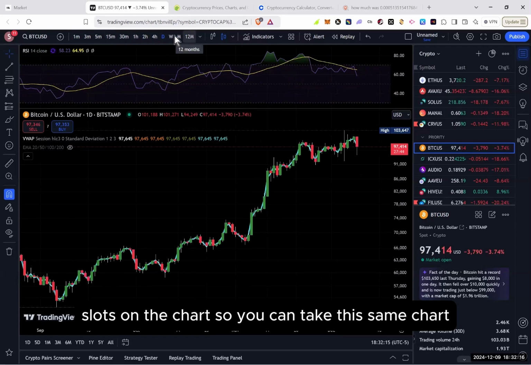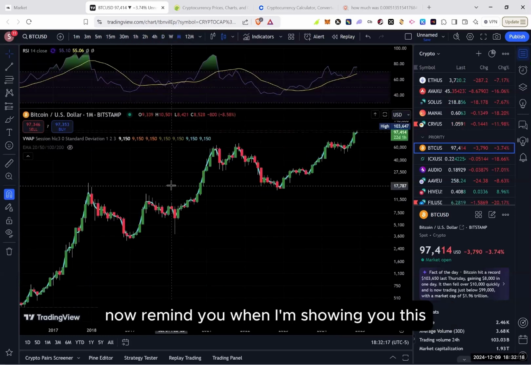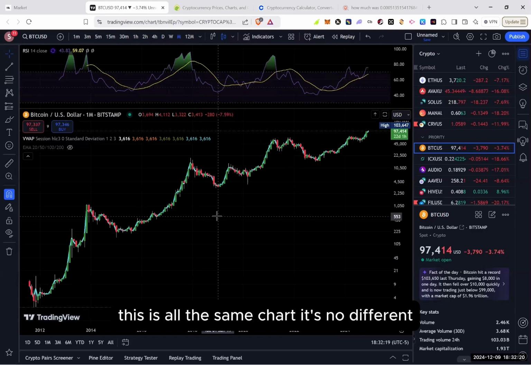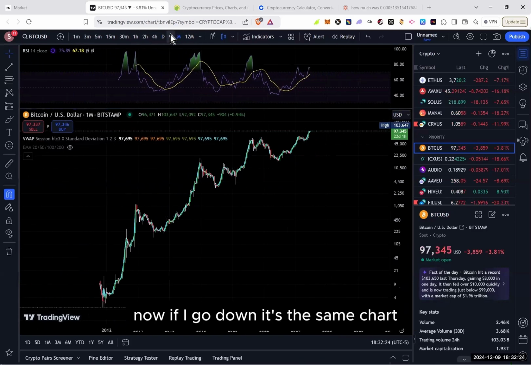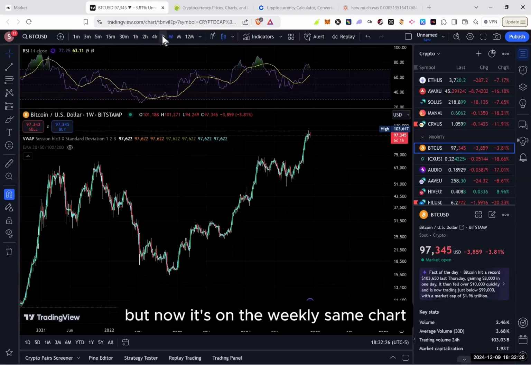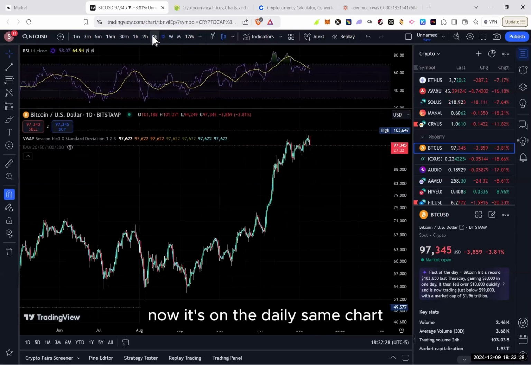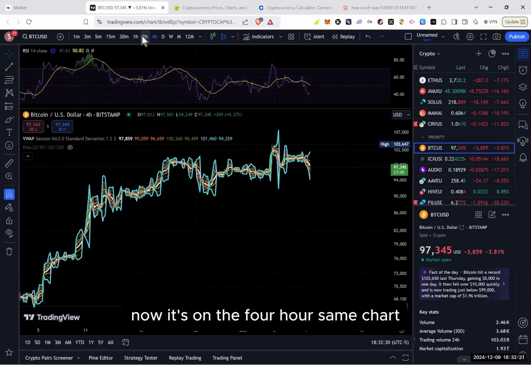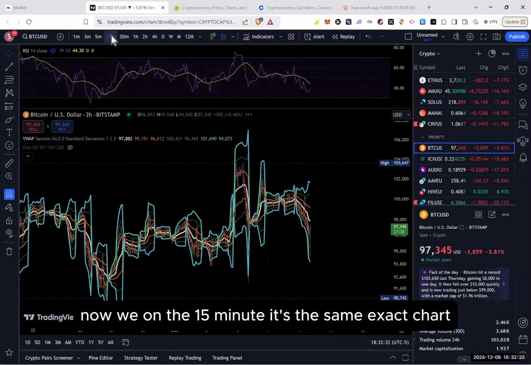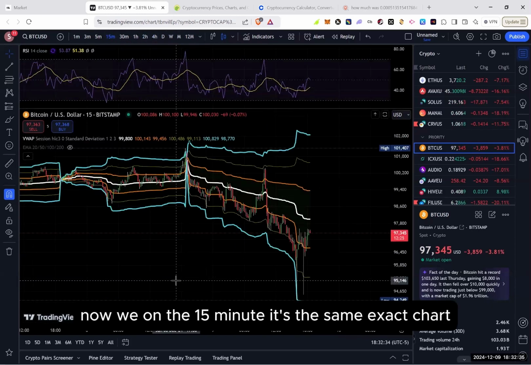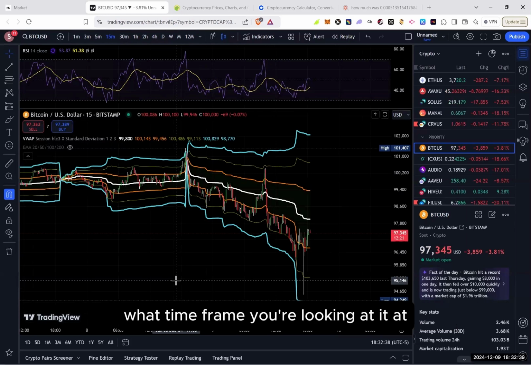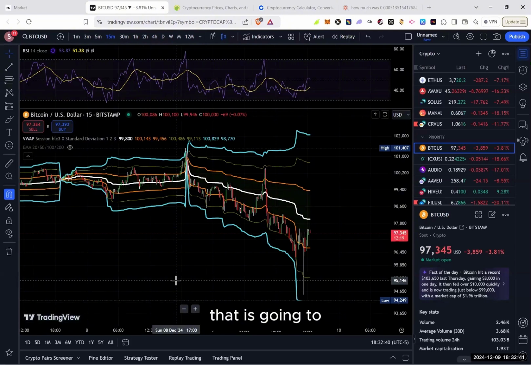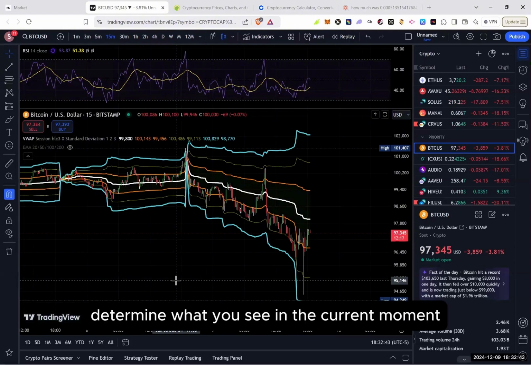So you can take this same chart. Mind you, all of this is the same chart. It's no different. This is the monthly chart, right? Now if I go down, it's the same chart, but now it's on the weekly. Same chart, now it's on the daily. Same chart, now it's on the 4-hour. Same chart, now we're on the 2-hour. Same chart, now we're on the 15-minute. It's the same exact chart, but depending on what time frame you're looking at, that is going to determine what you see in the current moment.